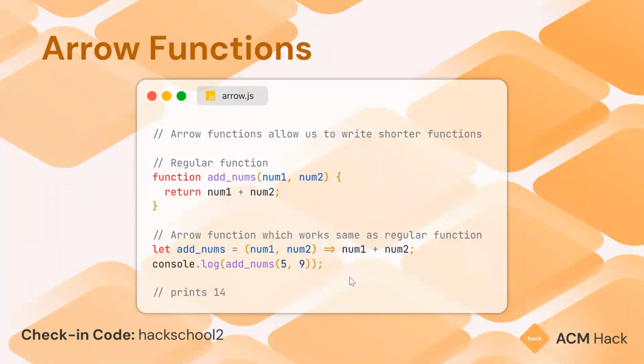Usually it's shorter. And so you see this little arrow here, same thing. Pass in your arguments, num1, num2, and you return num1 plus num2. So both of them, you would call them the exact same way, and both of them will return 14 if you pass in a 5 and a 9.